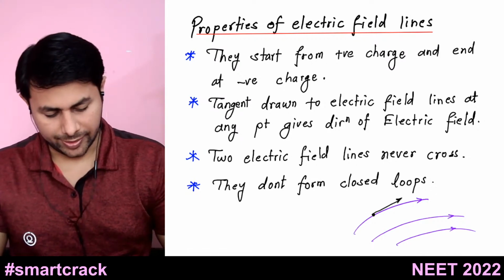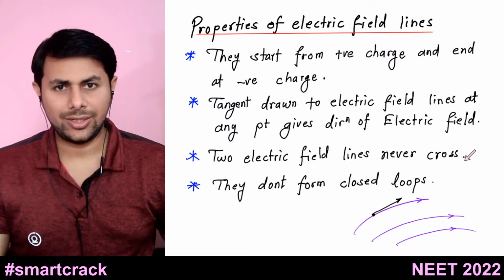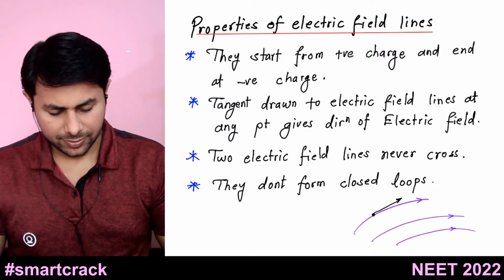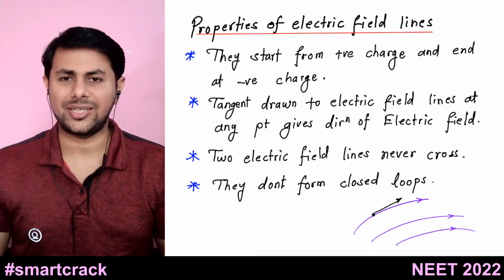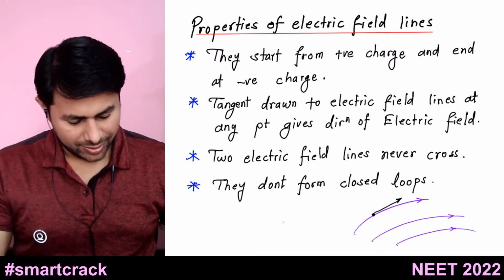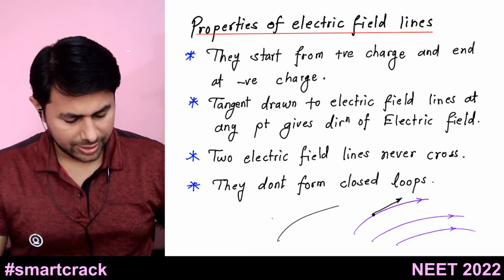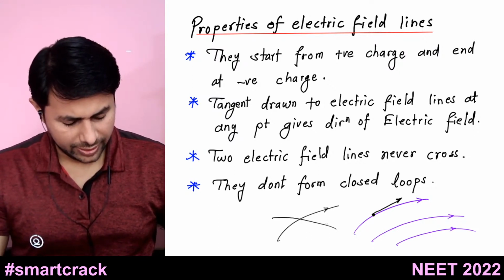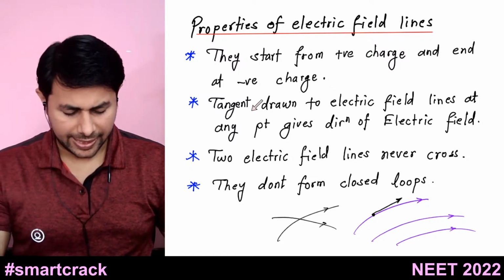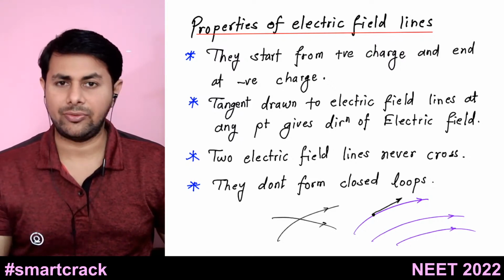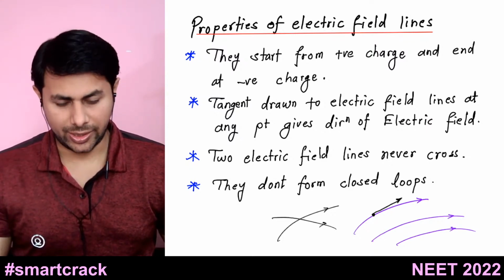Simple. Then, two electric field lines never cross each other. Why so? Let's consider a contradiction. Let's say two electric field lines cross. One is like this, another one is like this. And we saw in the previous case that the tangent drawn to electric field lines at any given point gives the direction of electric field at that point.